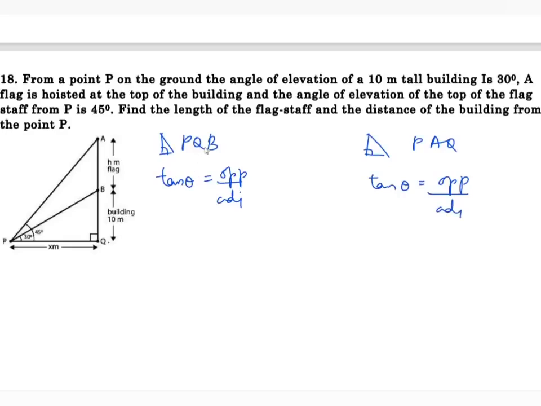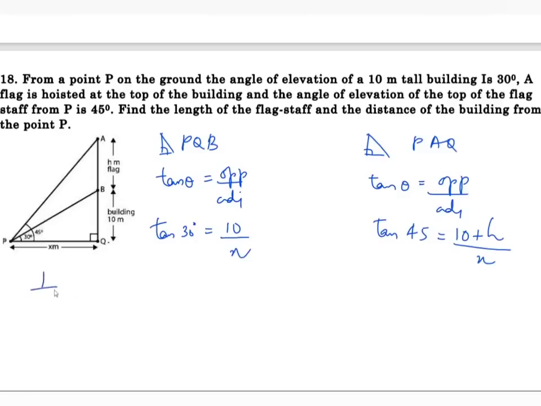What is theta in triangle PQB? It is 30 degree. That is tan 30 equals opposite, which is the height of the building they have given, that is 10, by adjacent x. The same way in this right angle triangle, theta is 45 degree, which is equal to opposite, the height of the building plus the flag post h, divided by adjacent x.